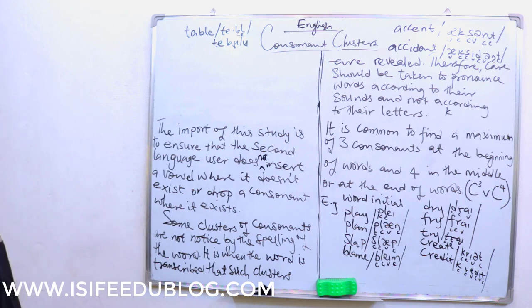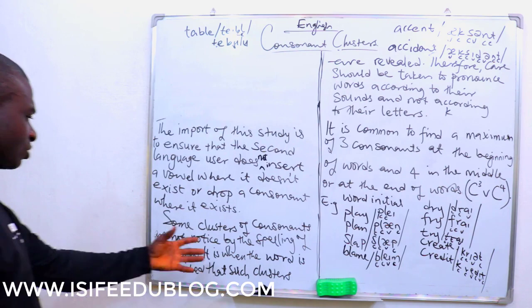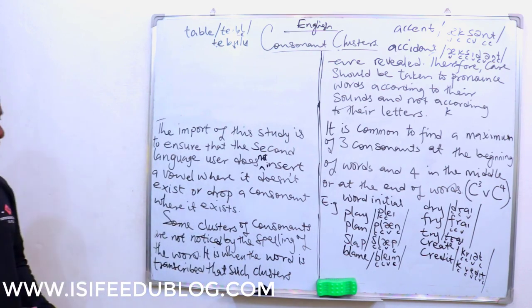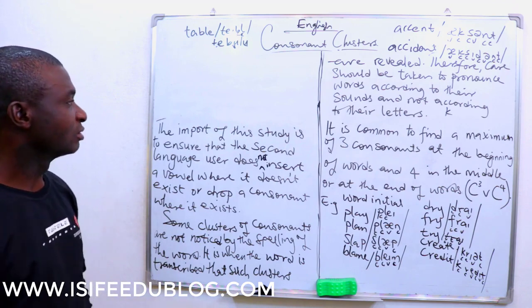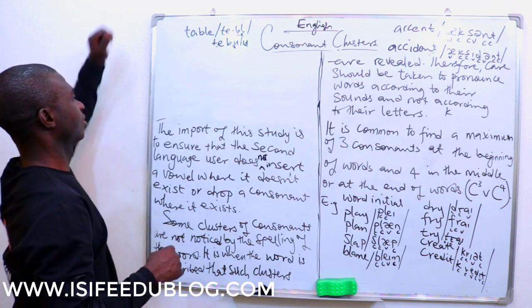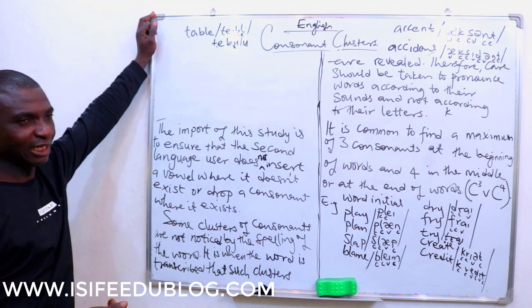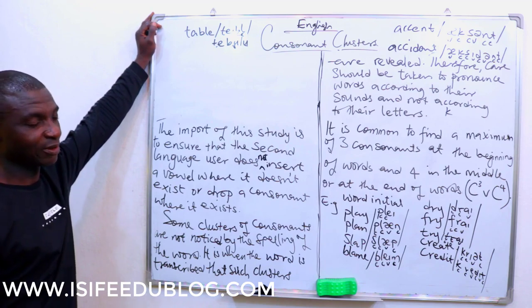Now, some clusters of consonants are not noticed by the spelling of the word. It is when the word is transcribed that such clusters are revealed. This is true. Now, note that some words may begin with a vowel letter, but when you pronounce them, actually, you get a consonant sound.